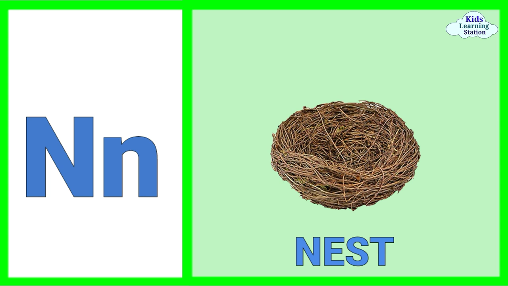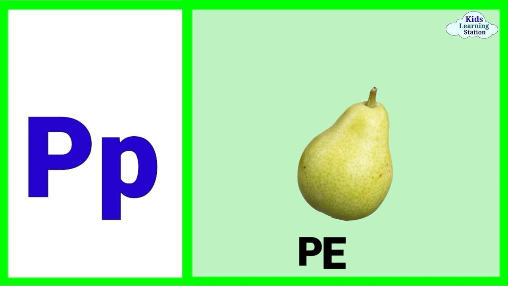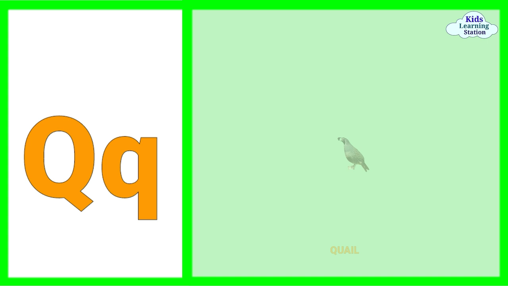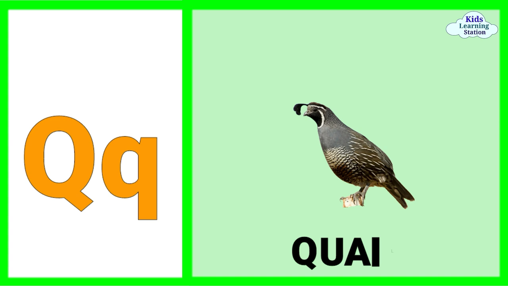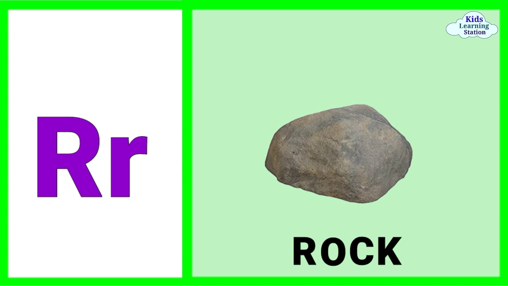O is for onion. O-N-I-O-N. Onion. P is for pear. P-E-A-R. Pear. Q is for quail. Q-U-A-I-L. Quail. R is for rock. R-O-C-K. Rock.